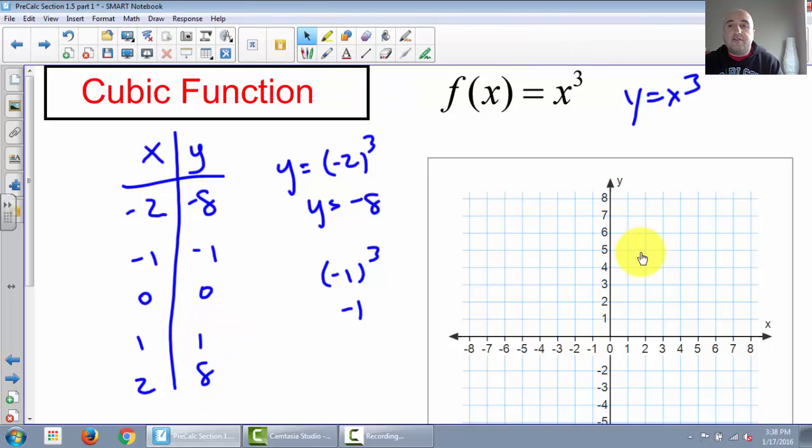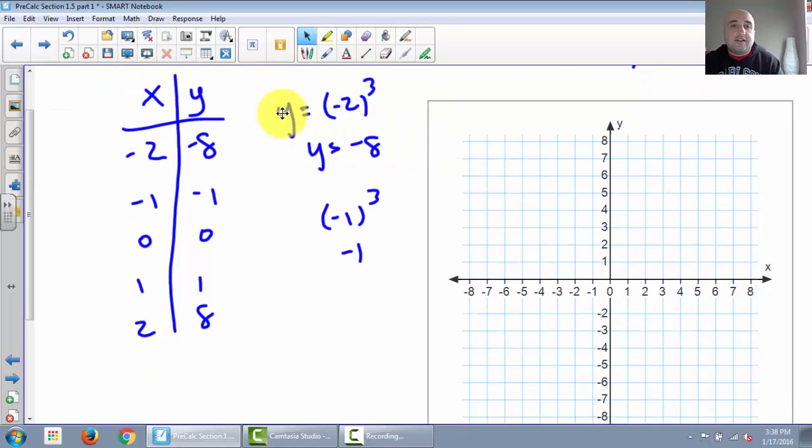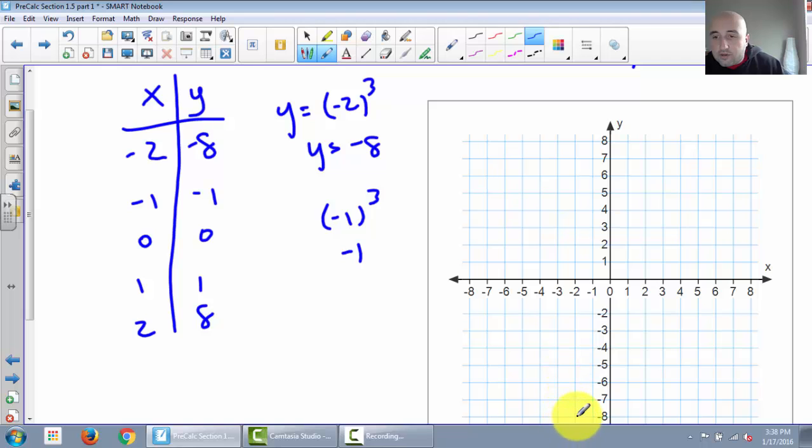All right, so let's plot this one. Let's see what we get here. All right, so negative 2, negative 8. So all the way down here, negative 2. Negative 1 is equal to negative 1. So it's kind of right in the middle here. Then we have 0, 0, 1, 1. And then the last one is 2, comma 8.